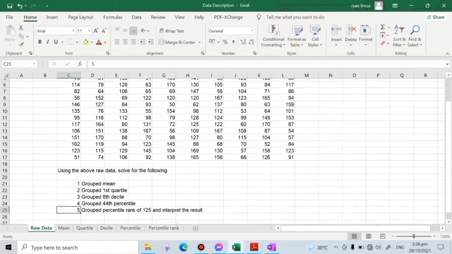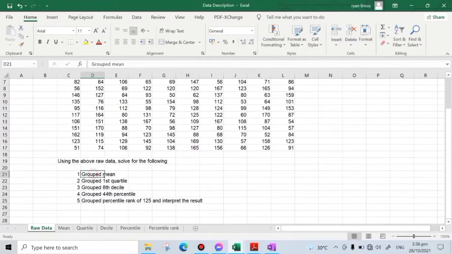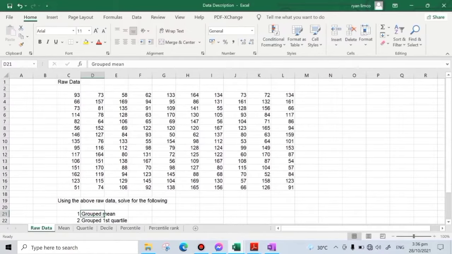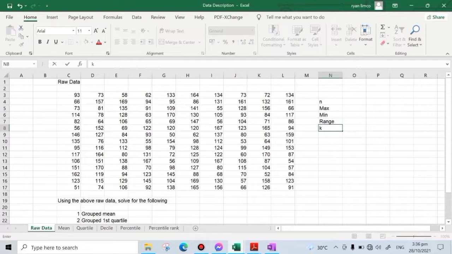So, in order for us to compute for the mean, ang gagawin natin ay katulad ng ginawa natin sa previous video. So we have the n, we have the max, the min, we have the range, and we have the k and the interval I.